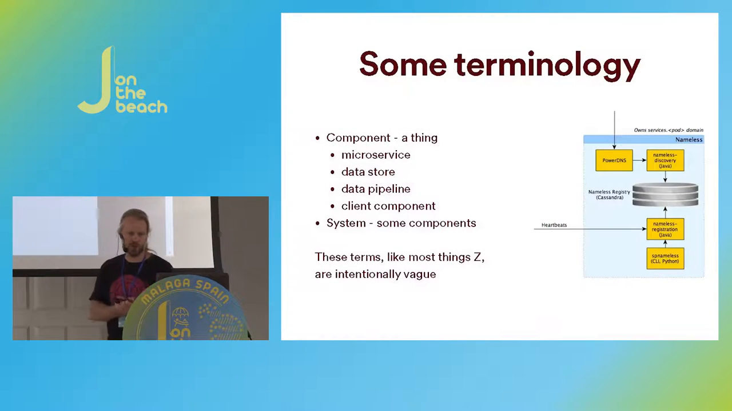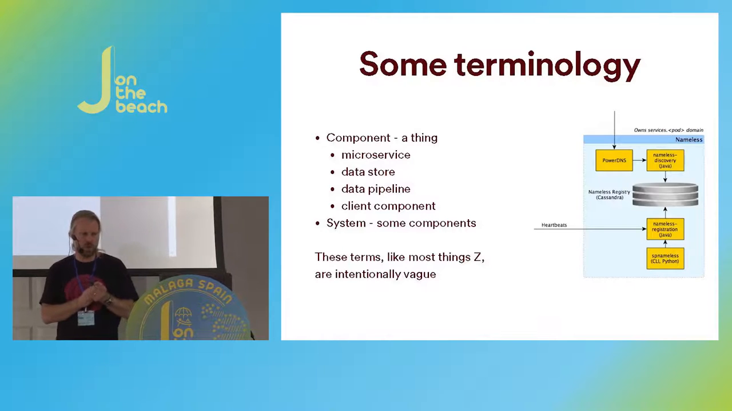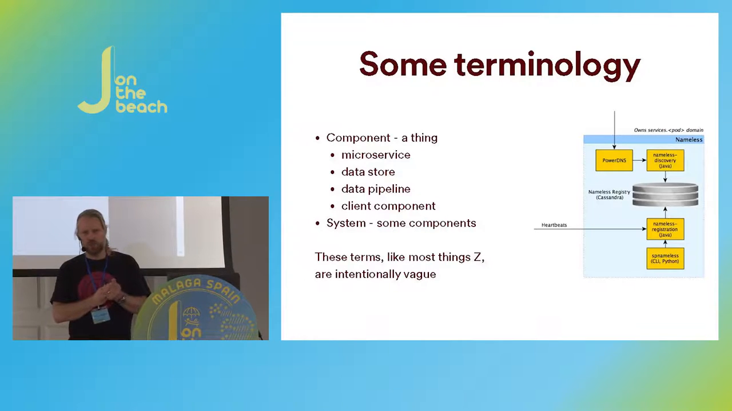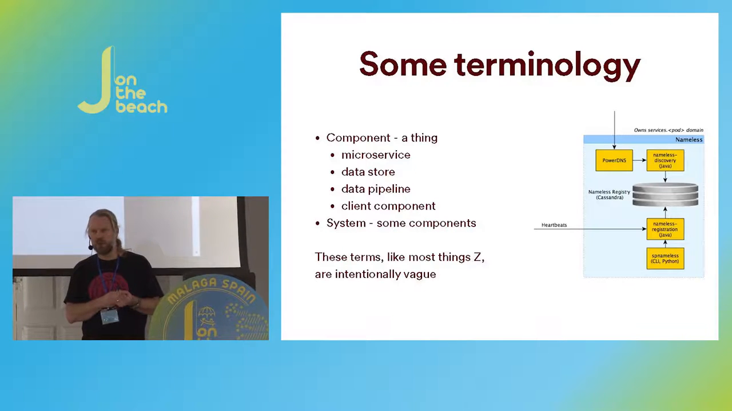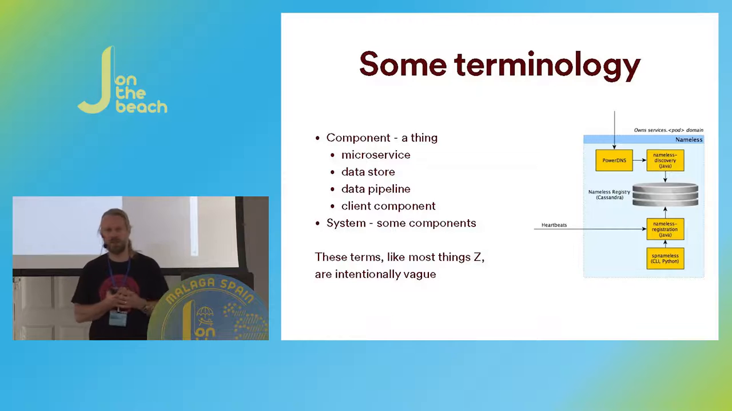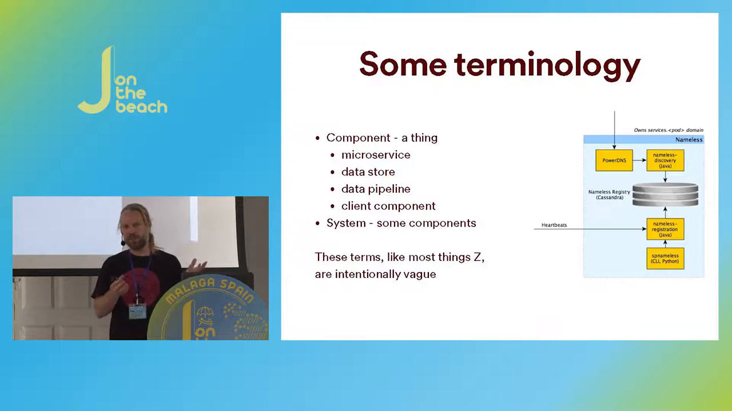All right. So let's talk about terminology in System Z. We have two primary concepts, I would say. One of them is a component. It's a thing. Examples of things that we track in System Z are microservices, data stores, data pipelines, so like a processing step or a set of related processing steps in data processing, and client components. We also track libraries and other things in there.